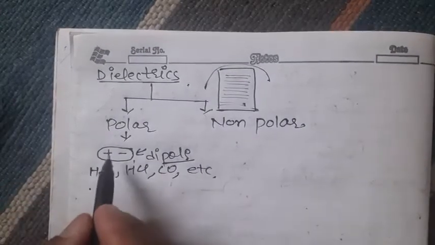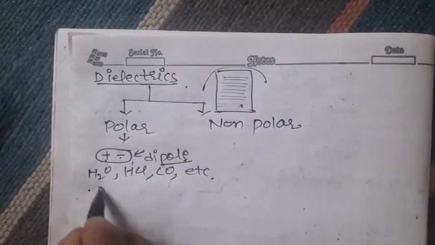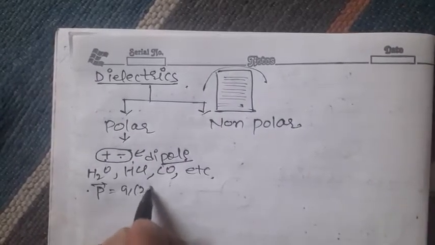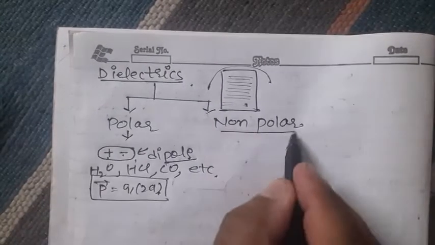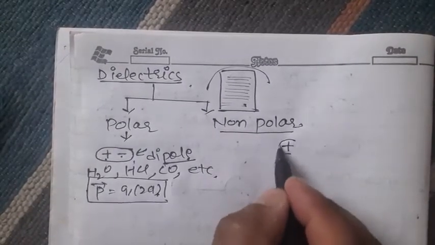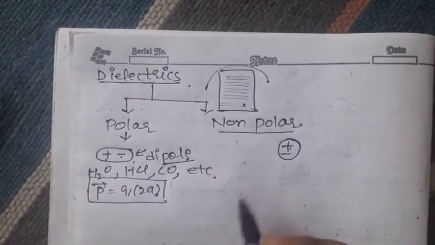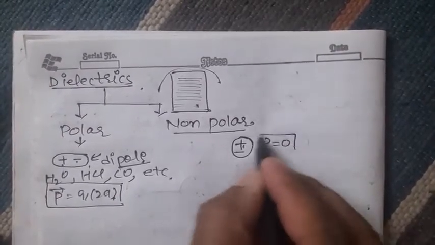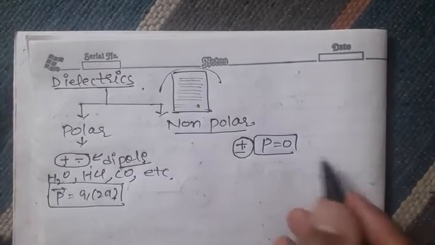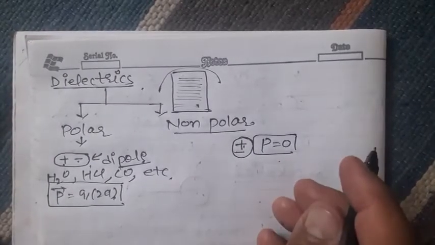Why? Because the positive and negative centers do not coincide, the net dipole moment is given by Q into 2A. On the other side, what are non-polar? Those in which the positive center coincides with the center of the negative. It means in this case the net dipole moment will be zero, since there is no distance between the centers.